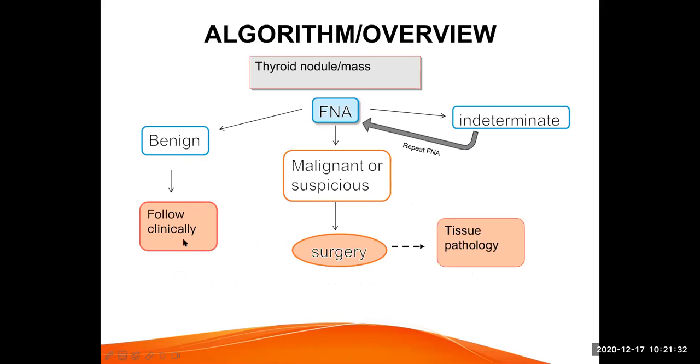In benign, you follow it clinically. You don't need to worry much. But if it is a malignant mass or suspicious mass, you definitely need to go for surgery a bit earlier. Get a tissue pathology, confirm that it is a malignant tumor, then go for the definitive treatment. If it is in between, which is known as indeterminate, you repeat FNA or repeat the biopsy. So this is a good algorithm to remember.